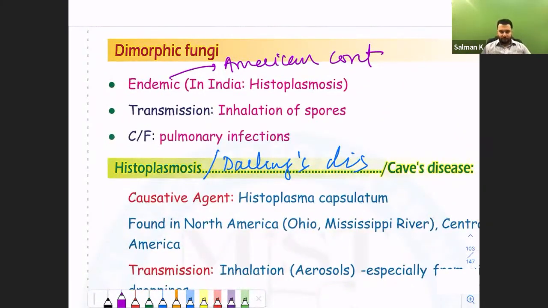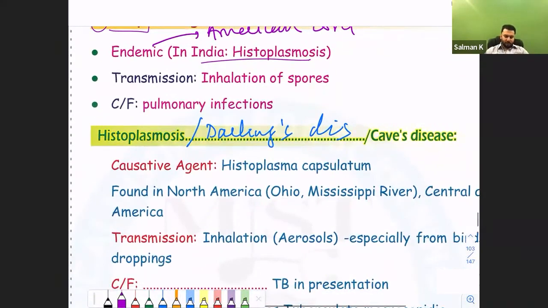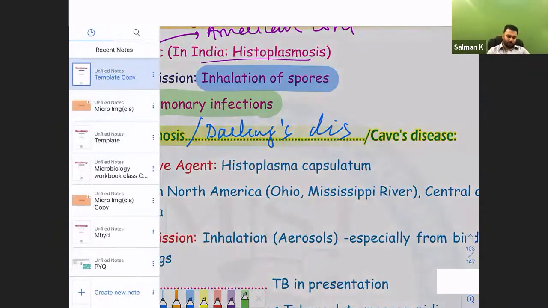Next is the list of dimorphic fungi. As you saw last time, they have two forms. They exist in yeast and mold forms. Dimorphic fungi are endemic in the American continent, but the one that can be seen even in India is Histoplasma. The general concept in all of them is that they are acquired by inhalation of spores and they present as pulmonary infections. This is something that you should know.